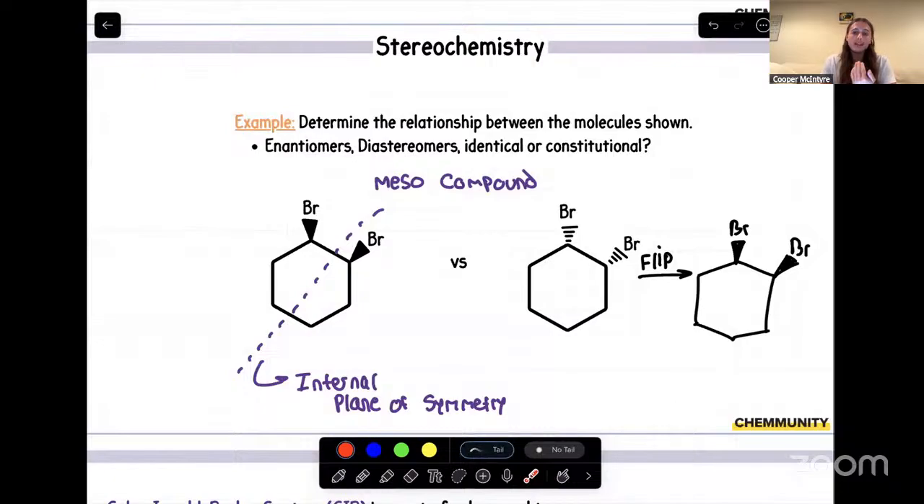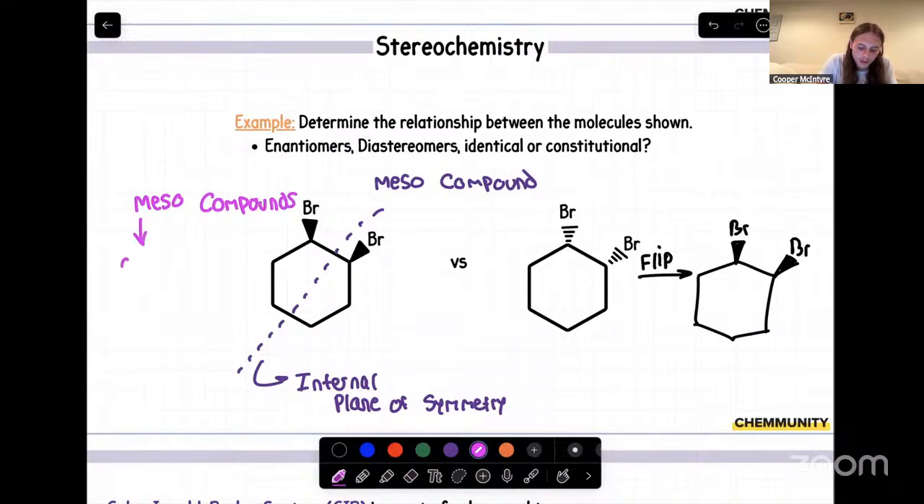Now, by turning it into a dashed bromine, we break that internal plane of symmetry. And since we no longer have that internal plane of symmetry, that's how we could turn it into an enantiomer, if that makes sense. We'd have to go through some reactions in order to do that, but that's how we theoretically could. One thing I will note about meso compounds is that meso compounds do not have enantiomers.